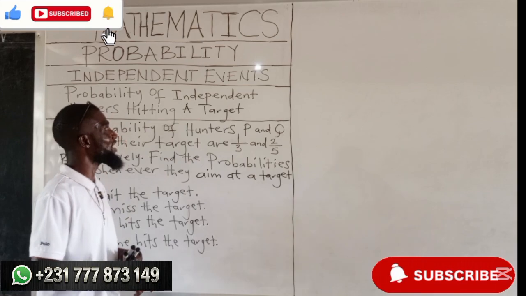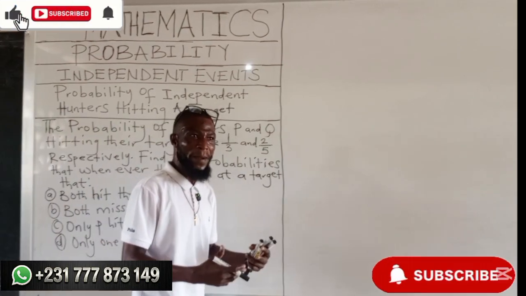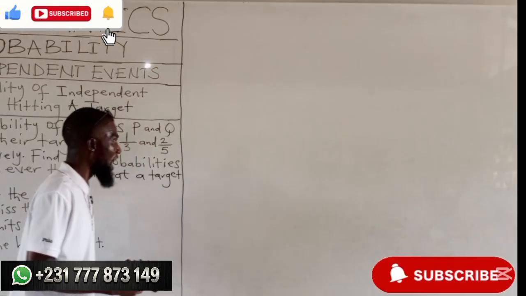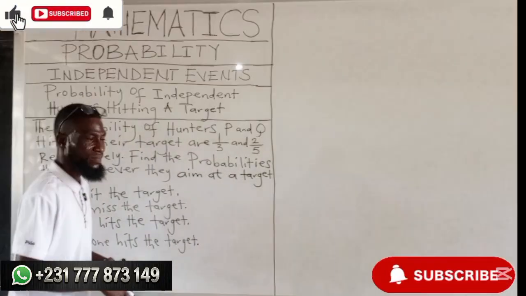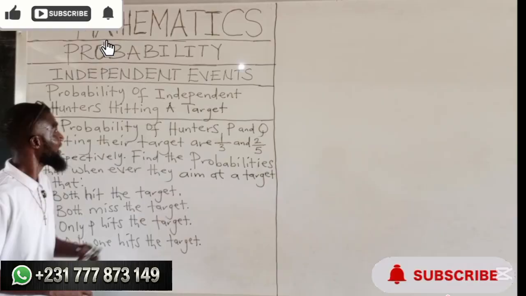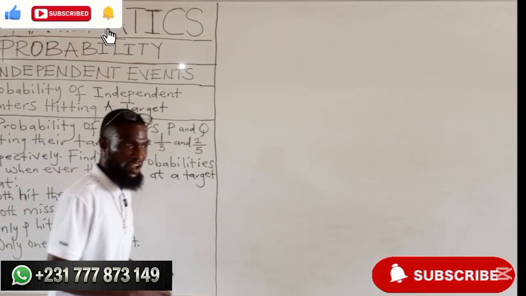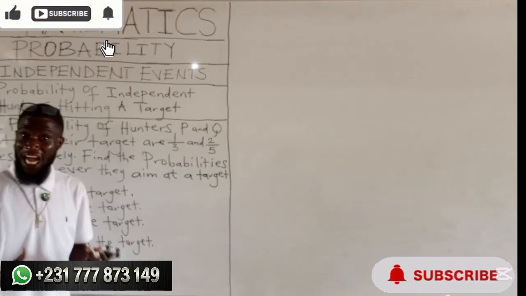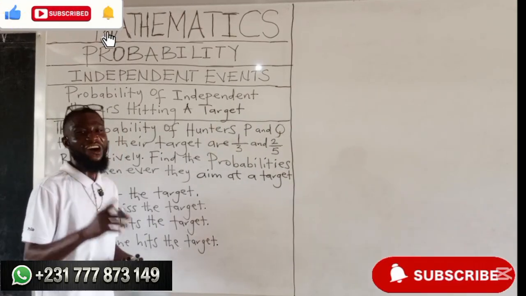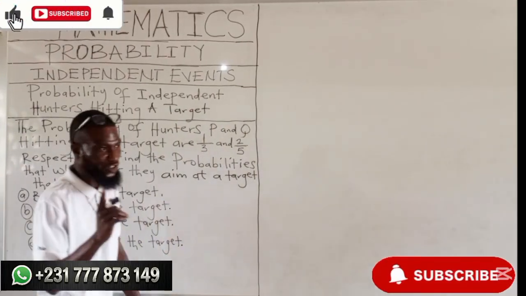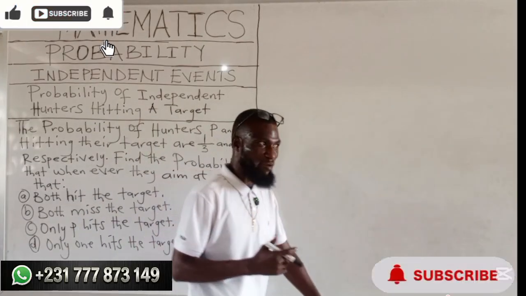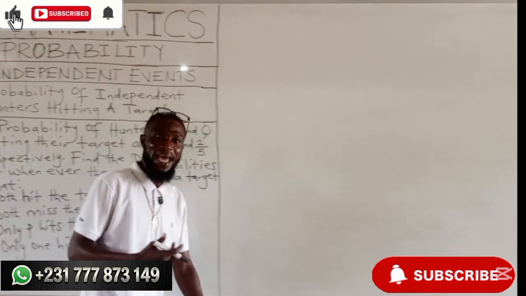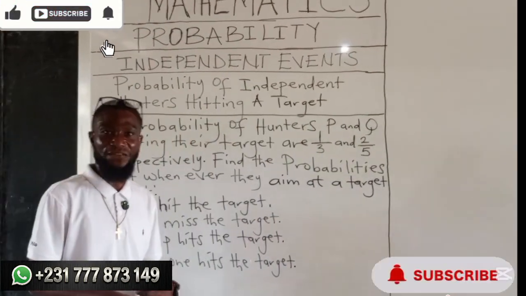On this note, ladies and gentlemen, I was told that probability is a branch of mathematics that measures how likely an event is to happen. And I was also told that independent events are events where the outcome of one event does not affect the outcome of another event. I was also told that probability was introduced or developed by Blaise Pascal and Pierre de Fermat, specifically in the year 1654.